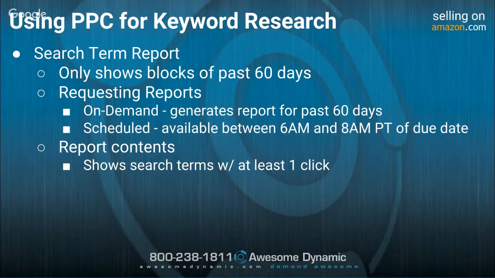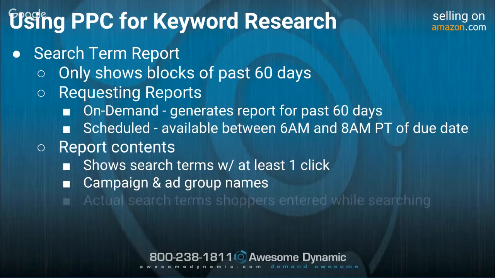Okay, so yeah, maybe this means that it has to have at least had one click, maybe not within those last 60 days, but even before then. So perhaps that's what they mean. We need to get some clarification on that. But we are probably going to do a whole webinar about PPC specifically because there's a lot of information in there. The report also contains a specific campaign and ad group that search term belongs to.